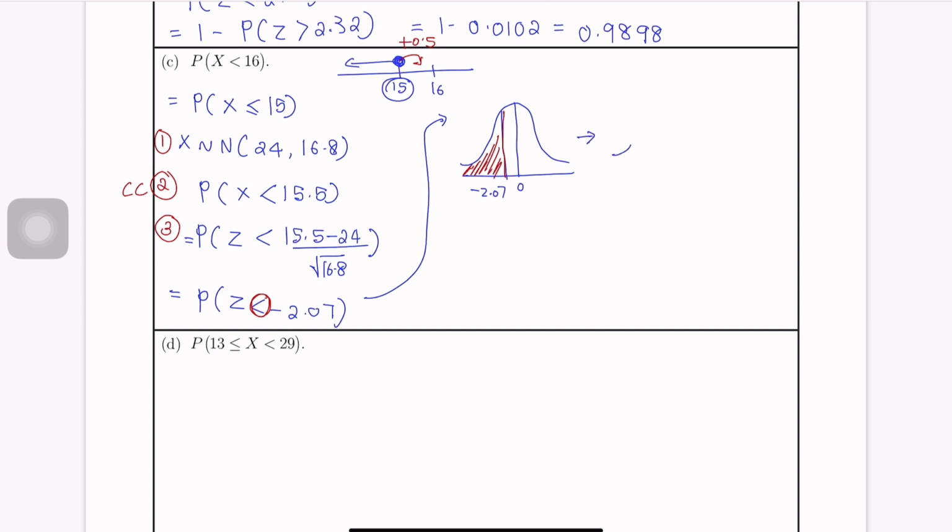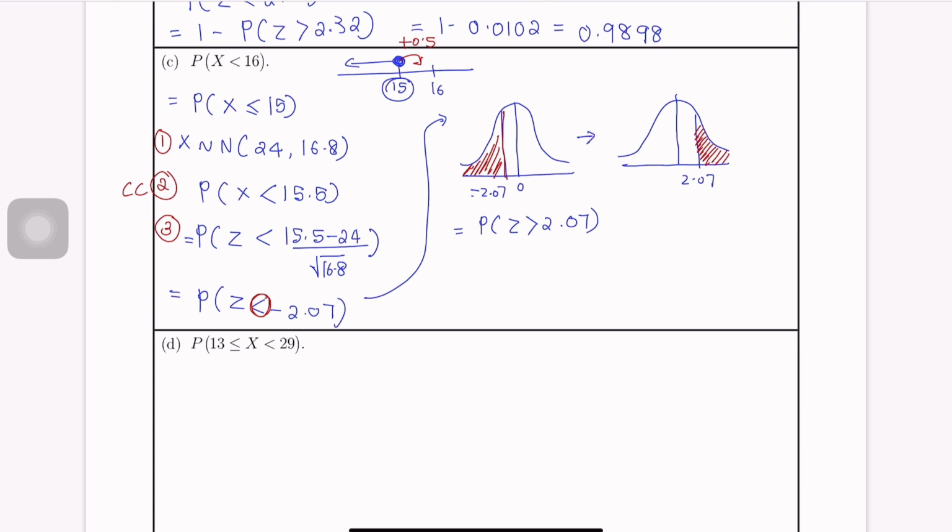Change it to positive because the normal table only gives positive. Again, my bad. So negative 2.07, so 2.07. And then just look at the area. You can just estimate the area. The region will be the same, so almost similar, right? That means probability Z less than negative 2.07 is equal to probability Z greater than 2.07.